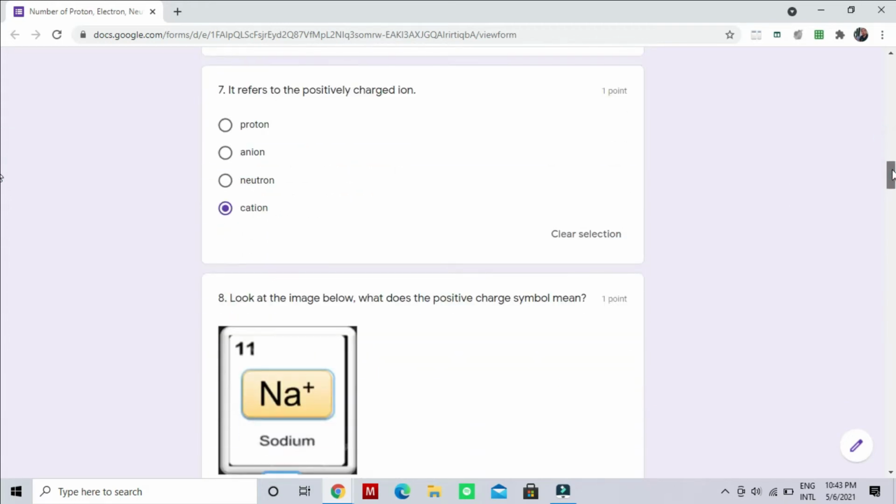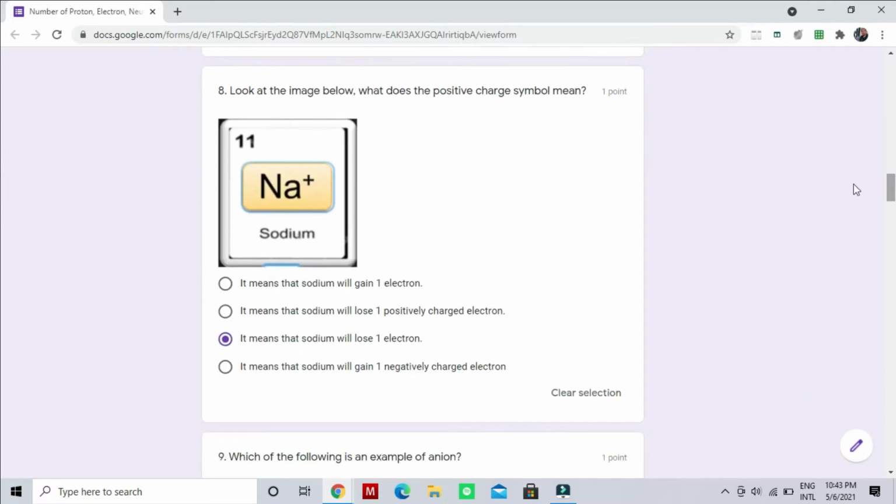Question number 7. It refers to the positively charged ion. The correct answer is cation. Question number 8. Look at the image below. What does the positive charge symbol mean? The correct answer is it means that sodium will lose one electron.